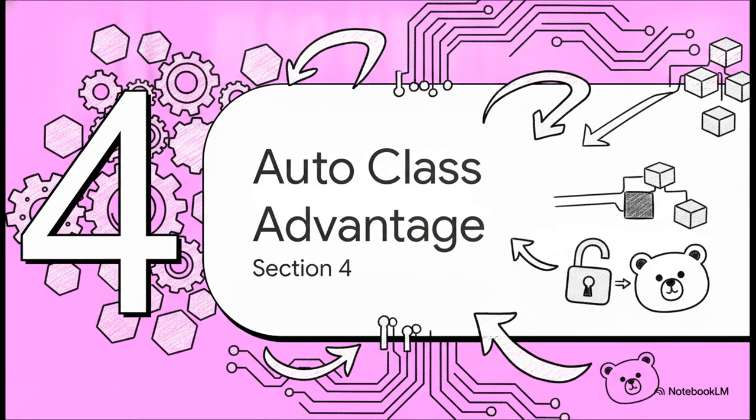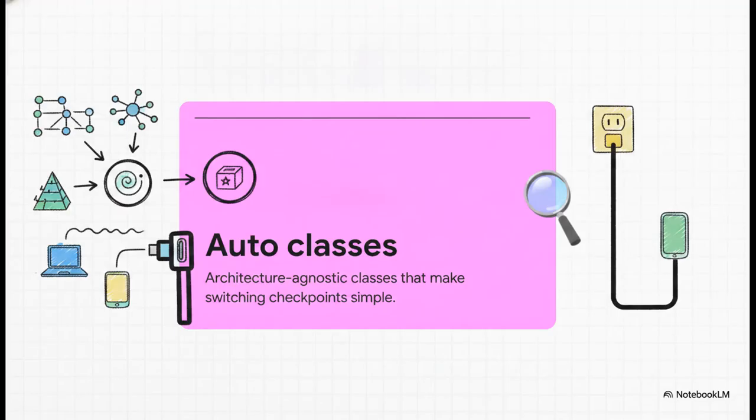Which brings us to our hero, Section 4, the Auto Class Advantage. This brings us to the core focus of our explainer today, and frankly, the ultimate best practice for developers. And that is future-proofing your work using auto classes. Auto classes are, by their very design, architecture agnostic. Now, what does that mean? It means your code is designed to function entirely independently of the specific underlying model architecture, allowing for completely frictionless checkpoint swapping. It's basically like a universal adapter.